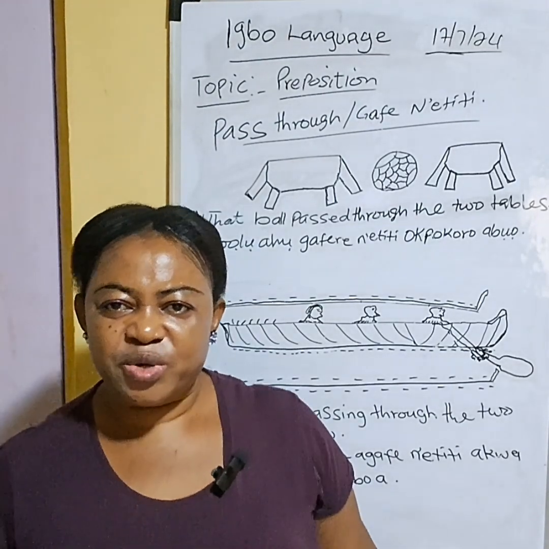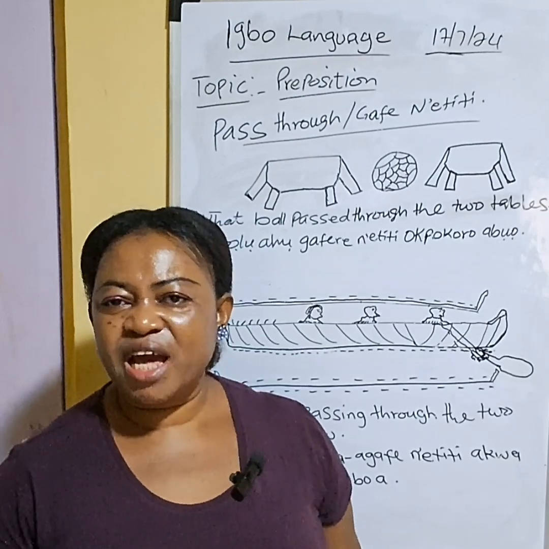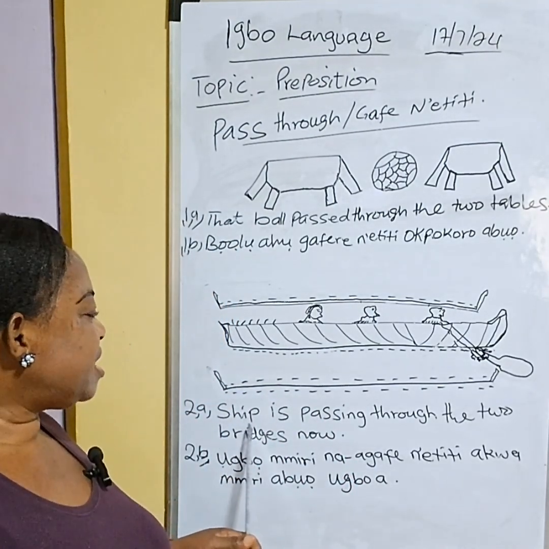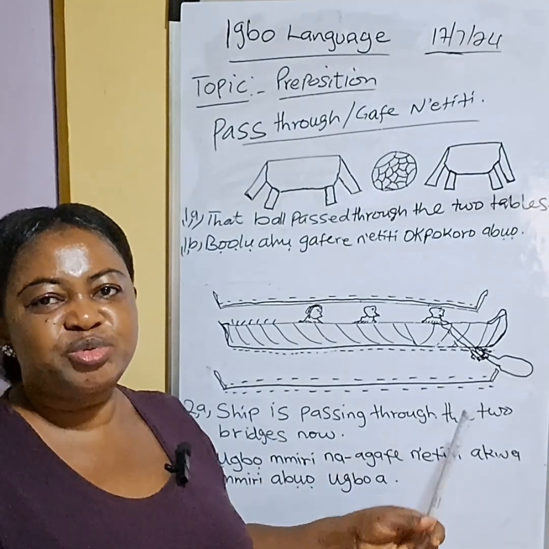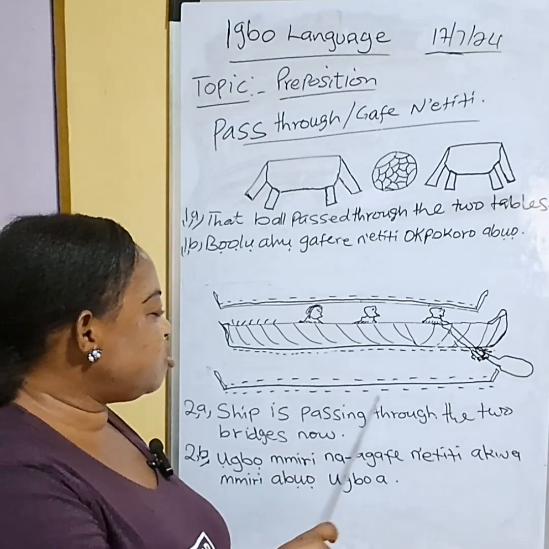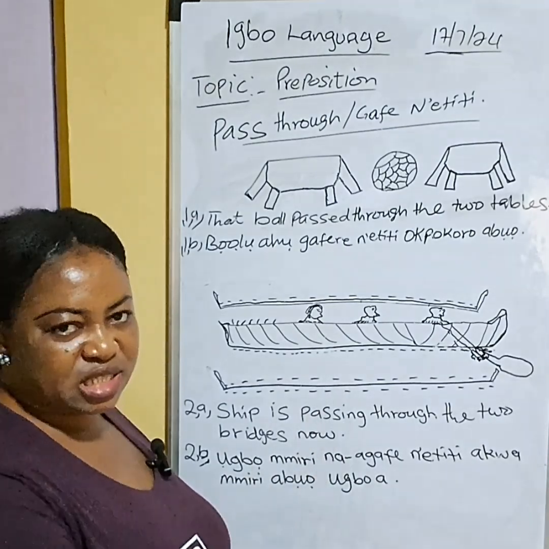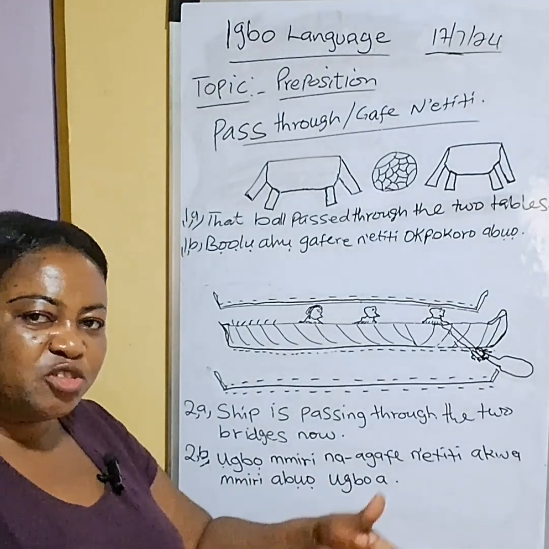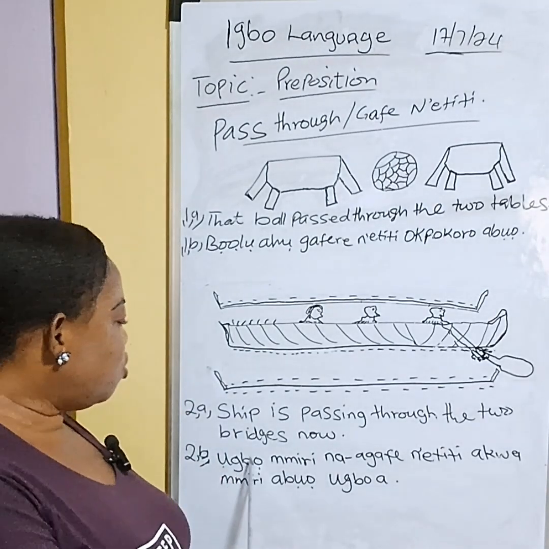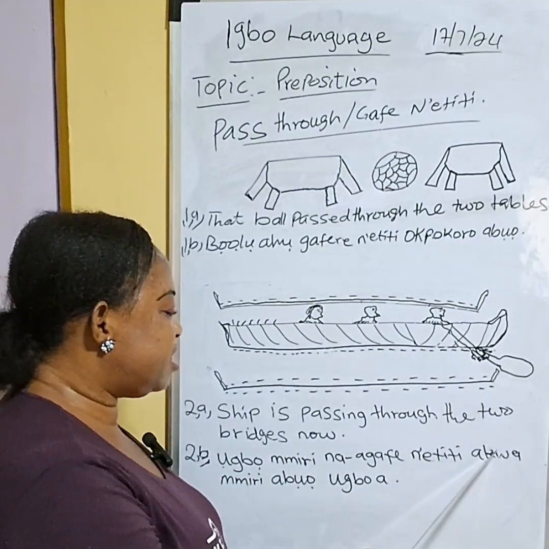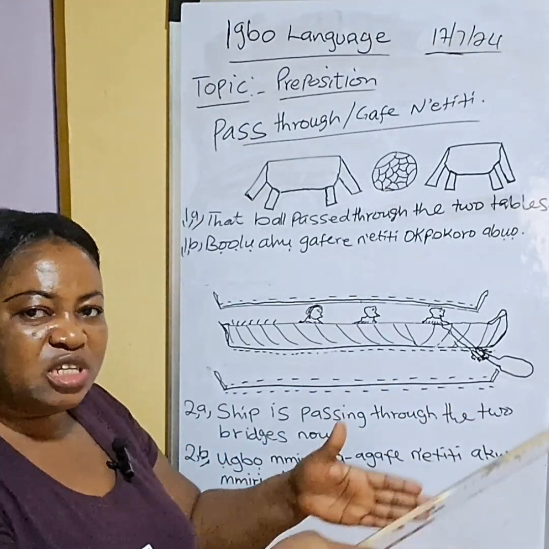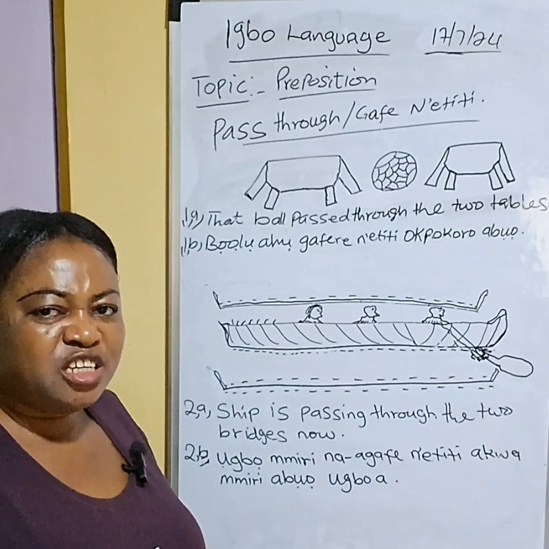Class, can I ask you a question? Is this ship passing above the two bridges? No. Ship is passing through the two bridges now. Passing through, not above. In Igbo, it means ụgbọ mmiri na-agafe n'etiti akwa mmiri abụọ. Etiti, passing through. It means ihe ga n'etiti. Ihe so n'etiti.